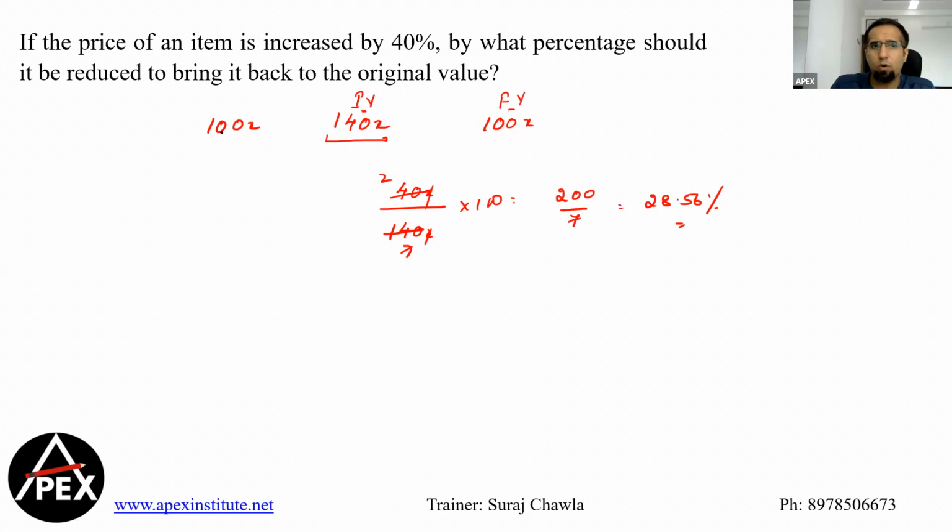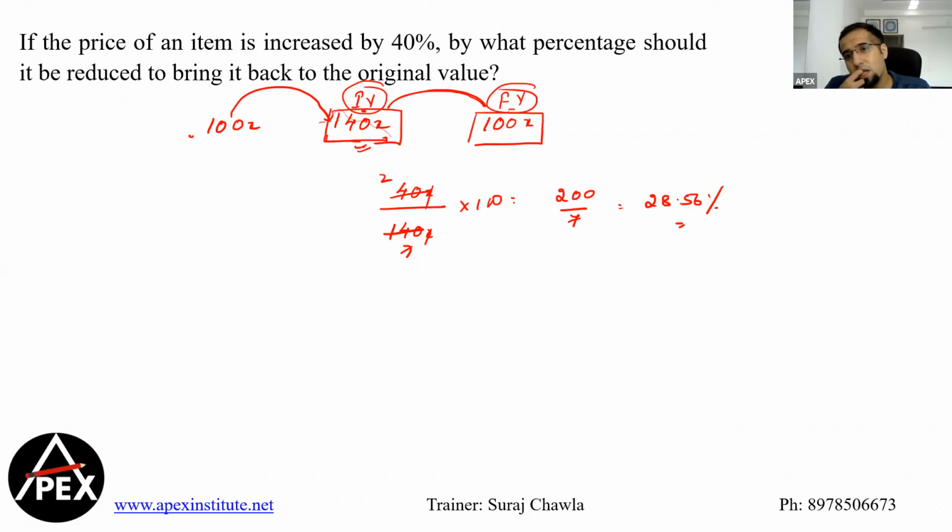So I repeat, initial value was 100x. Now this increased by 40%. So nothing to calculate. The new value becomes 140x. Now the question says that I have this value. I have to reduce this value such that I obtain my initial value only. So from 140x, I have to obtain 100x. So 140x becomes your initial value and 100x becomes your final value. Is this point clear with all of us? Perfect. So moving forward, guys.